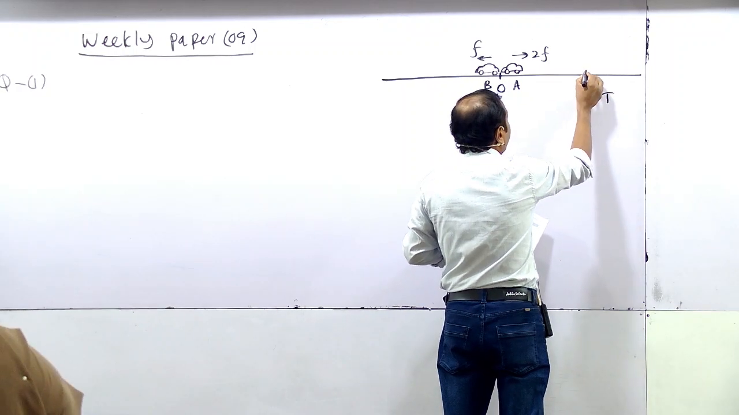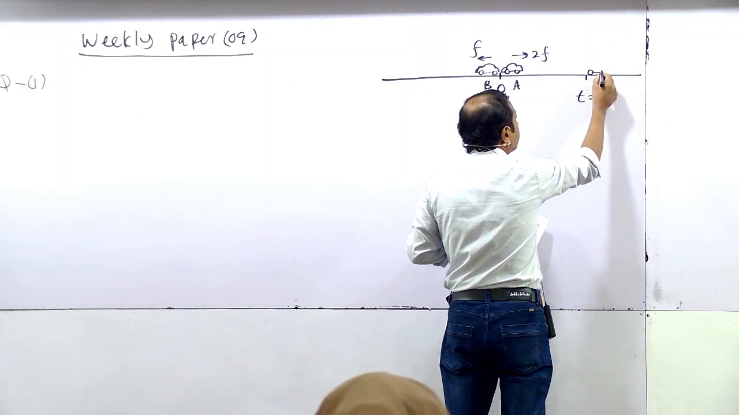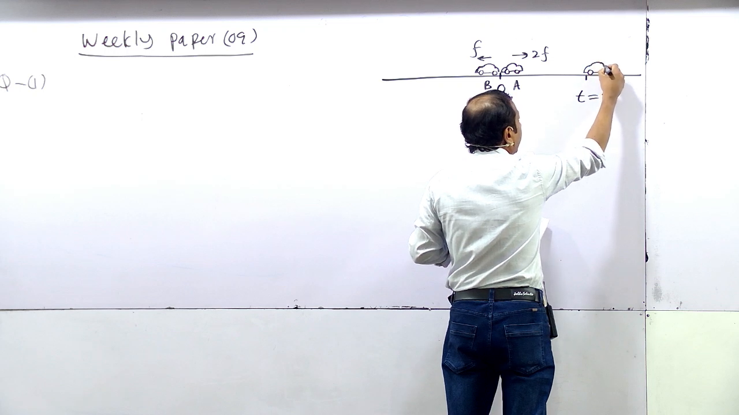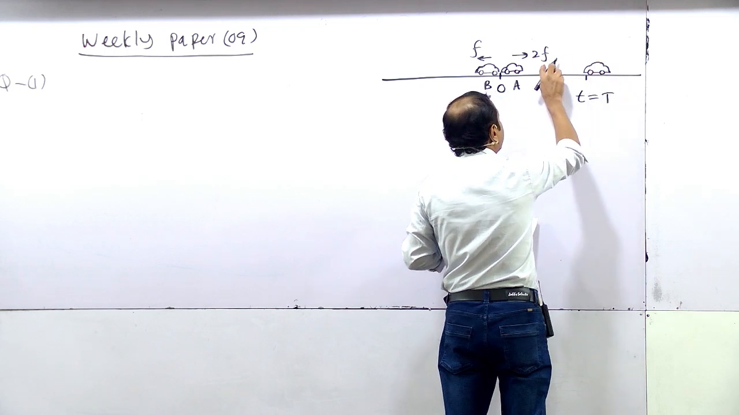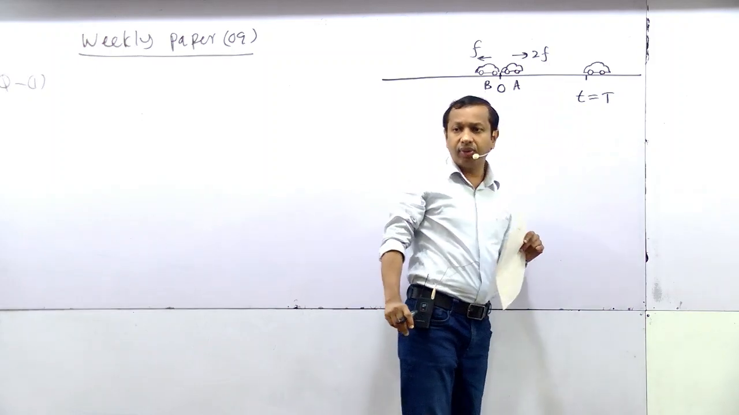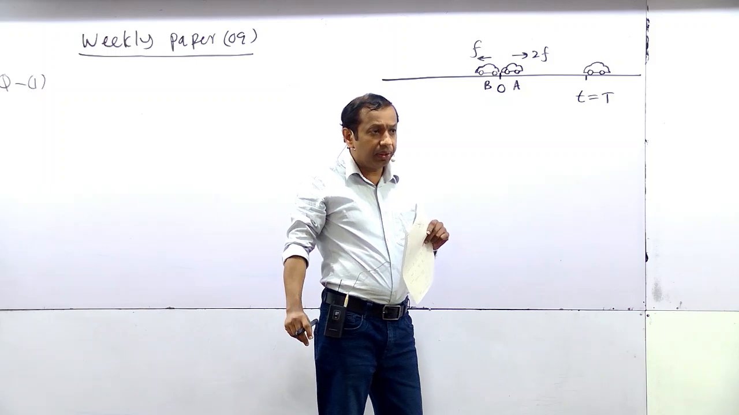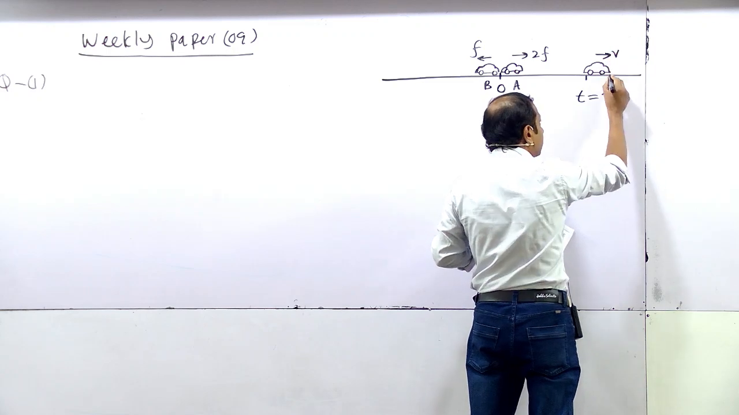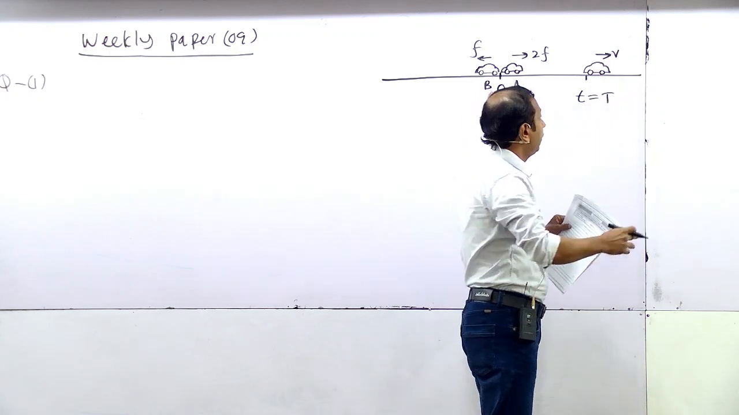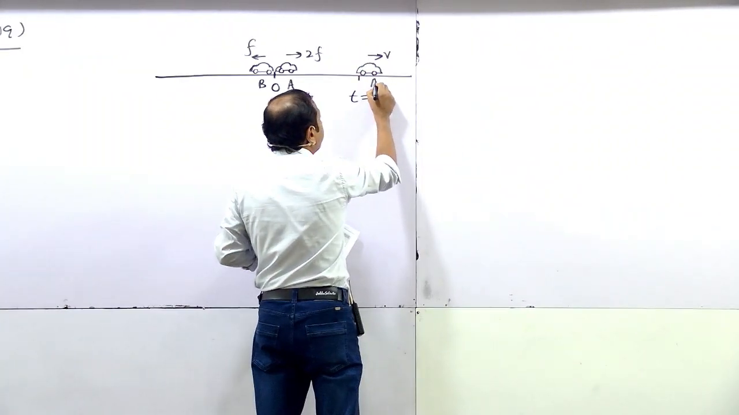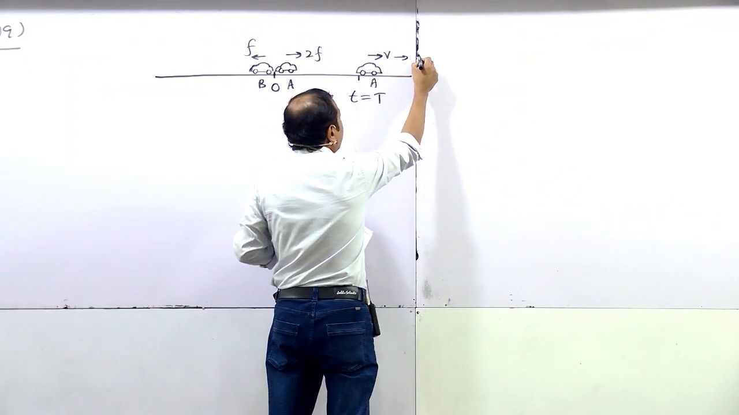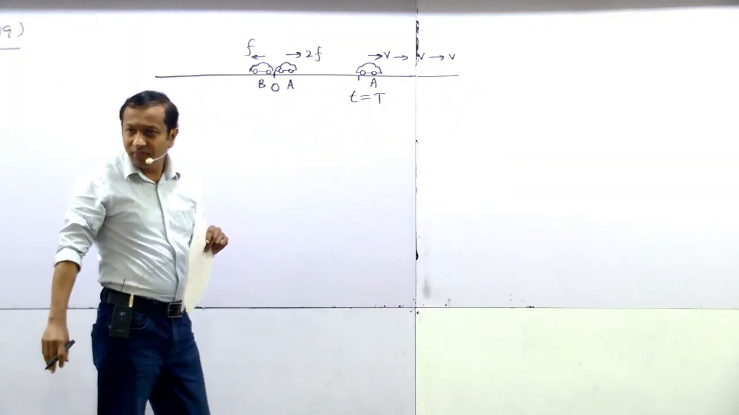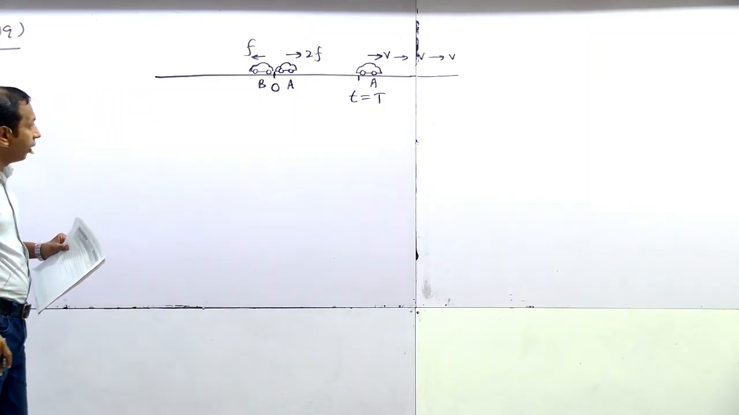Car A is somewhere here. At that moment, because of its accelerating motion 2f, it will have taken a certain velocity, suppose v. We are given in the question, after the moment t equals t, this car A continues its journey with the constant velocity v till the end of this question. Okay, that's how it says, right?